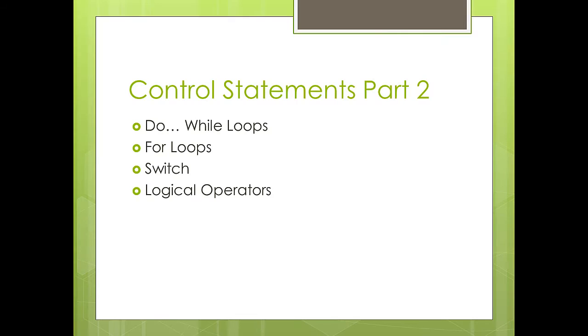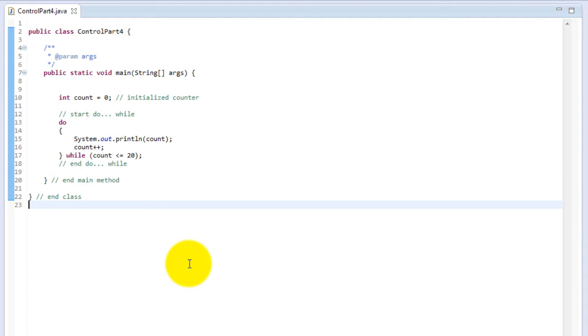Java programming. For our 5th video, we'll be going over more control statements such as do-while loops, for loops, and logical operators. First, we'll go over do-while statements, or loops.